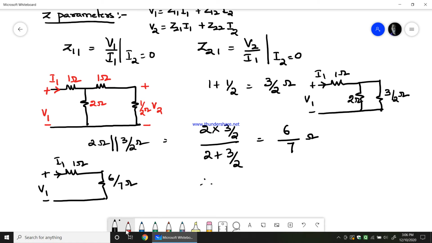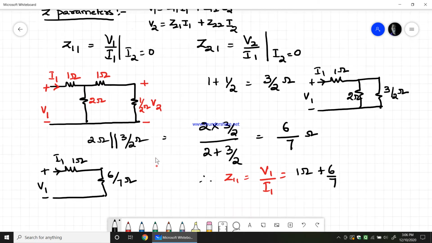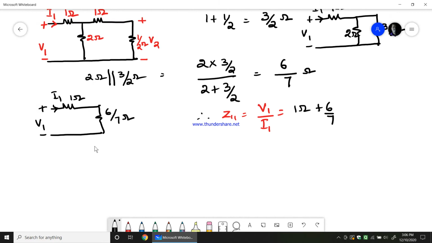Therefore Z11, V1 by I1, would be equal to the summation of these two resistances, which is 1 ohm plus 6 by 7. So this will end up giving Z11 equals 7 plus 6, that is 13 by 7 ohms. So this is my Z11.